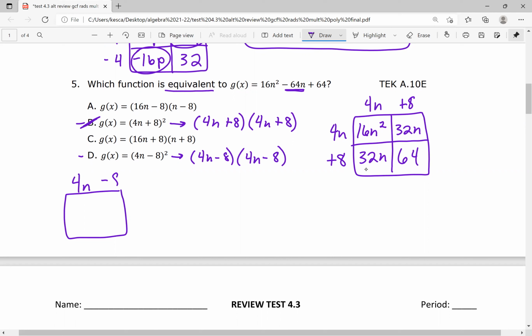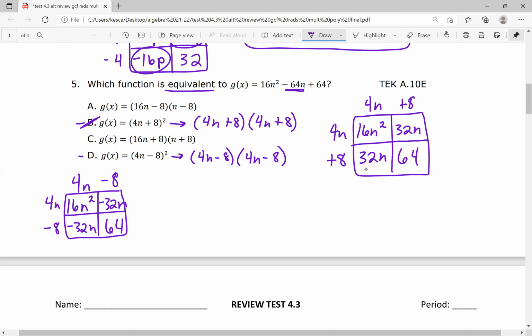So 4n minus 8 and 4n minus 8. 4n times 4n, again, is 16n squared, because n times n is n squared. 4n times negative 8 is negative 32n. Negative 8 times 4n, that's negative 32n. And then negative 8 times negative 8 is positive 64.